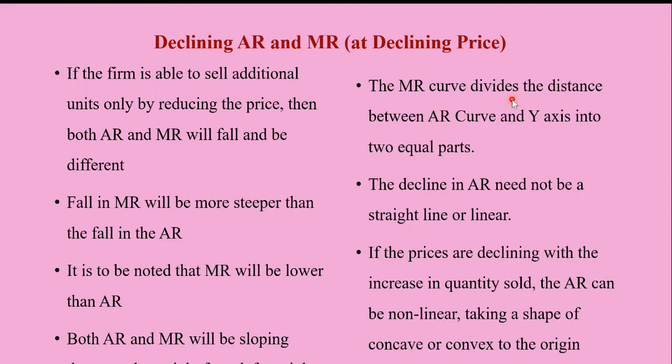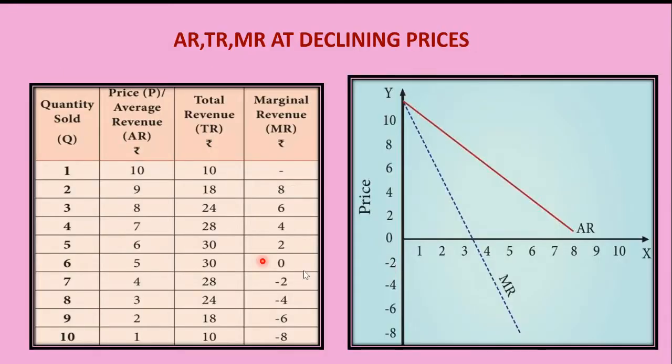The MR curve divides the distance between the AR curve and the y-axis into two equal parts. The decline in AR need not be a straight line or linear. Look at the table here. Quantity 1, 2, 3, 4, 5, 6, 7, 8, 9, 10. What happens to the average revenue? There is a decline in the price. As the quantity increases, there is a decline in the price, or when the price falls, the quantity demanded increases.